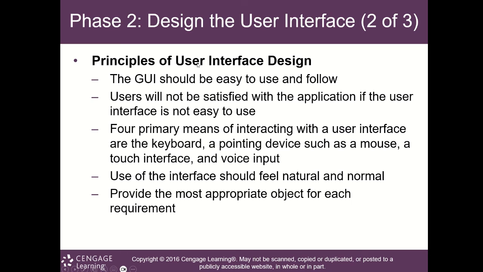The principle of user interface design is that the GUI should be easy to use and follow. The users will not be satisfied with the application if the user interface is not easy to use. Four primary means of interacting with the user interface are keyboard, a pointing device such as a mouse, a touch interface, and voice input. Use of the interface should feel natural and normal. Provide the most appropriate object for each requirement.